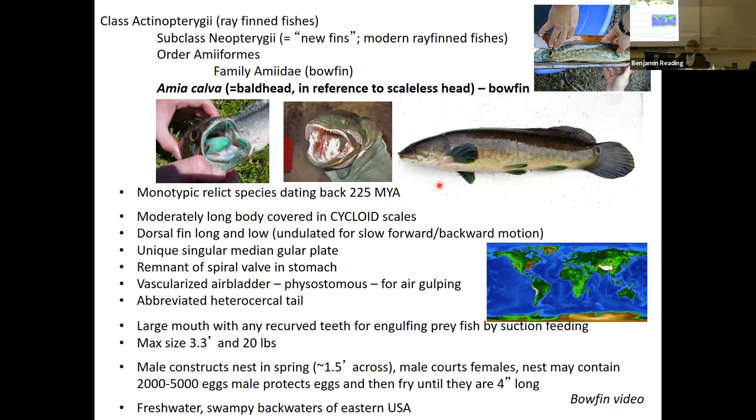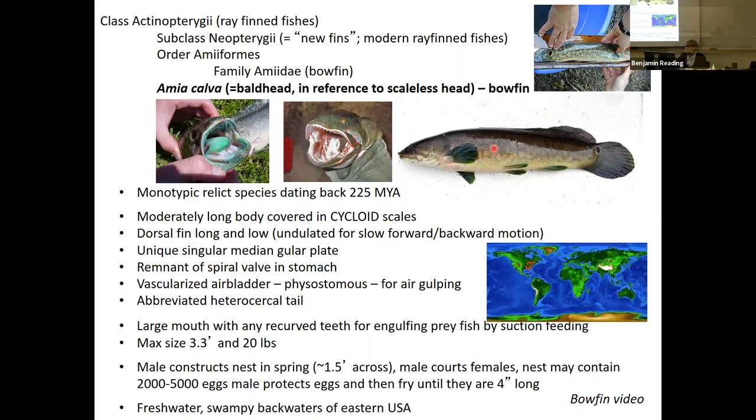Again, if you look at the caudal peduncle here, we have this abbreviated heterocercal tail with a round caudal fin. The dorsal fin extends all the way down the length of the body. And I'm going to show a video here of a bowfin swimming. They actually use this dorsal fin to generate a lot of forward momentum. They can also back up. They can swim backwards with it. And I'll show you how they do that.